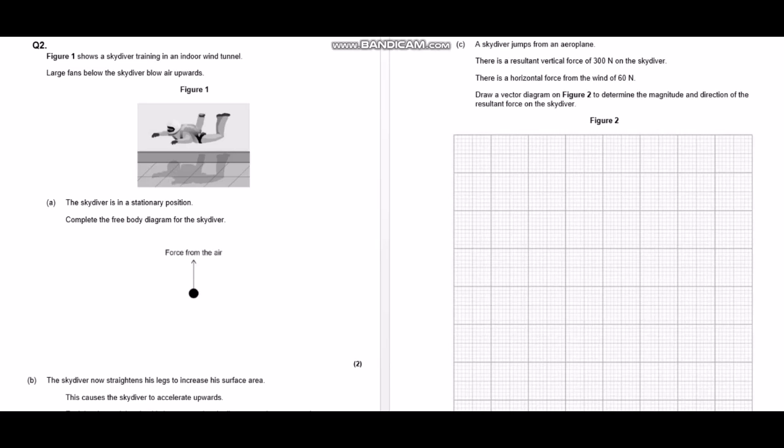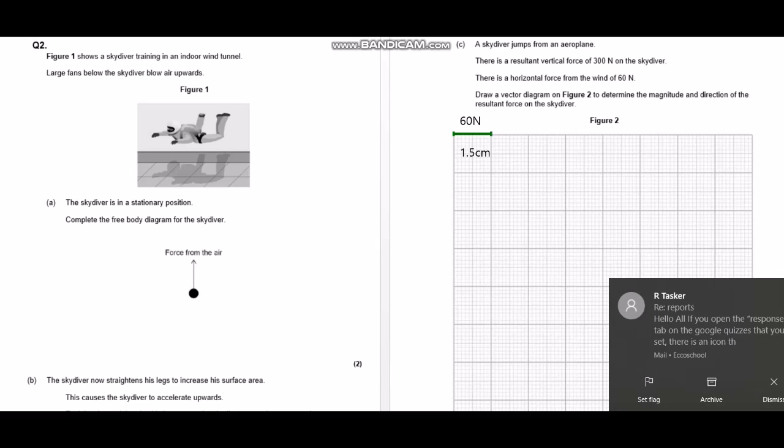Now, the first thing, whenever you're drawing a vector diagram and you want it to be to scale, is to first draw your scale. So I'm going to say that one of these big squares is 60 newtons, and when I did this on paper, I measured that length to be 1.5 centimeters. Okay, now we can actually draw our diagram, making sure it's to scale.